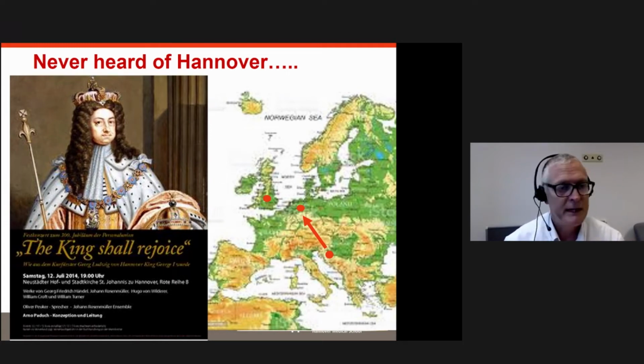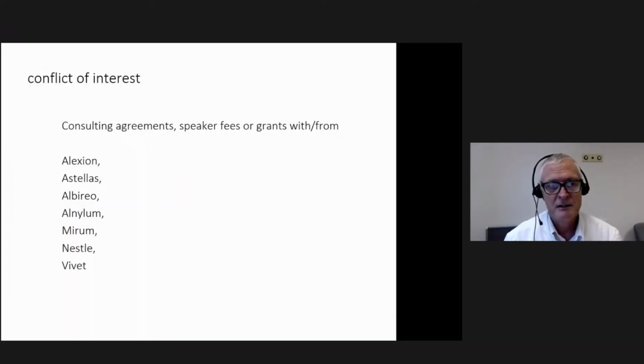And Hanover, you may never have heard of Hanover before. Generally, it's known from the kings who were elected to become the kings in the United Kingdom, and this had a centenary anniversary just last year. I have a couple of conflicts of interest which I would like to share with you on this slide.